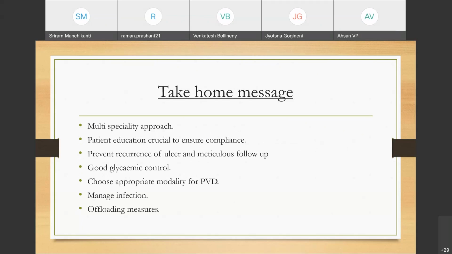The take-home message for the patient with a diabetic foot ulcer is always a multimodality approach. Patient education is crucial for compliance, especially with regard to identification of warning signs, early presentation, and compliance with treatment. Prevent a recurrent ulcer by meticulous follow-up and adequate examination, which is yearly. Good glycemic control. And for any patient with PVD requiring revascularization, based on the patient, it is prudent to choose the appropriate modality. Managing infection and, importantly, offloading measures. Thank you.